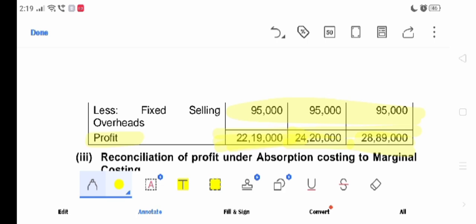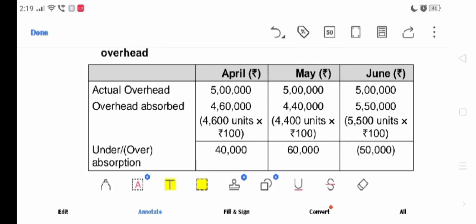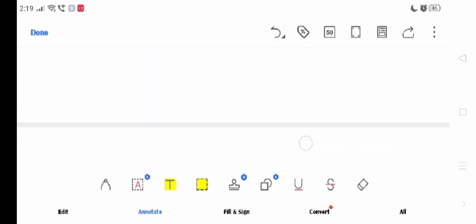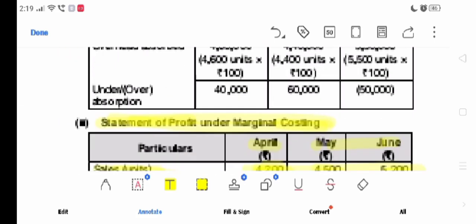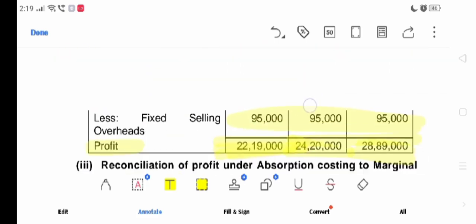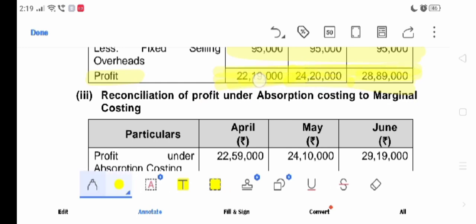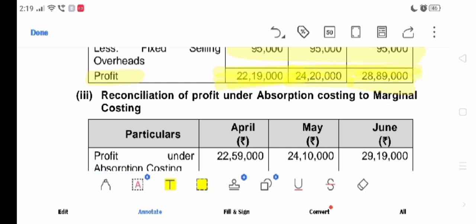Okay, but is the profit the same for absorption costing and marginal costing? No, here the numbers are different. Here the profit is different, right? You see this? Why is the profit different? Because the two methods and their methodology are different, no?